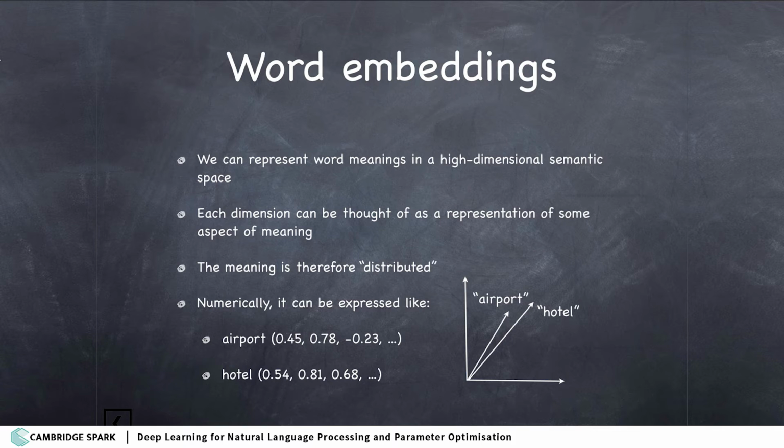Just to give you an example of how this might look, imagine that the word airport is represented as a vector which has some values. Say we now represent just 3 dimensions, but it's going to be hundreds of those. And the same for hotel, for example. Some of those values will make these vectors really close to each other.